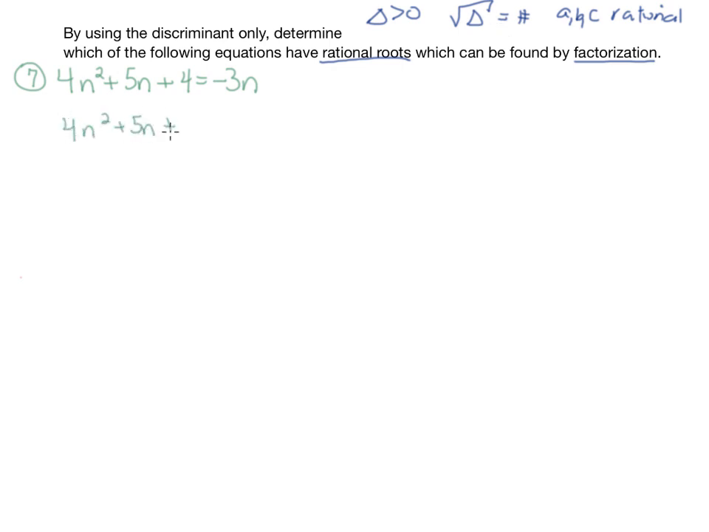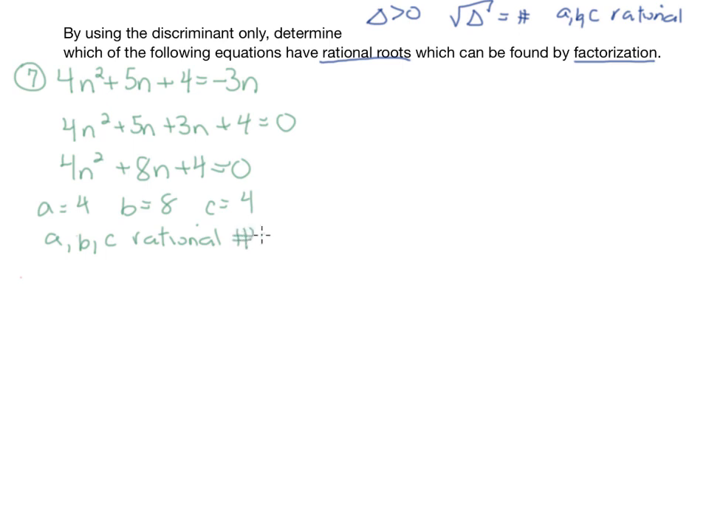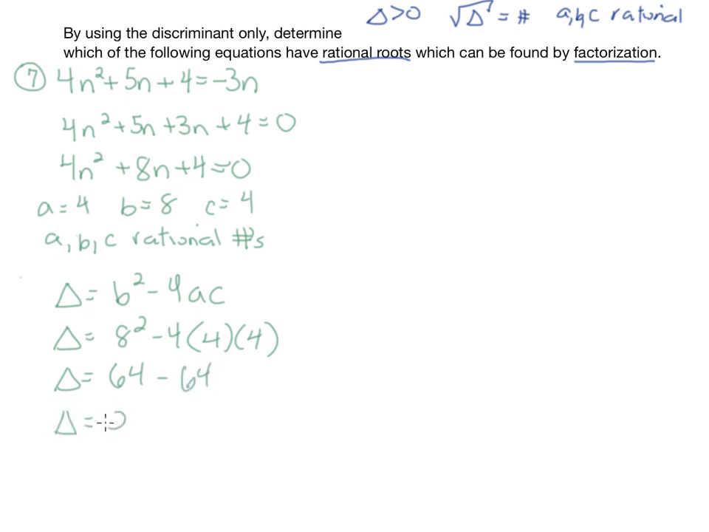First, as always, we must get it equal to 0, so I'm going to add the 3x to each side, combine like terms, and identify my a, b, and c terms. Make sure that all three numbers are rational numbers. Then I find my discriminant, b squared minus 4ac, substituting in my values for b, a, and c and simplifying it down, and I find that my discriminant is equal to 0. Since the discriminant is not positive, I can stop my check there, and I know that no, I cannot solve this equation by factoring.